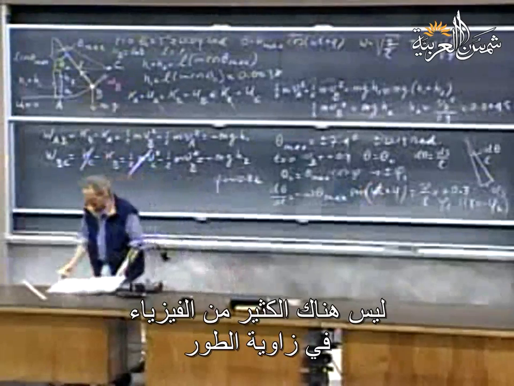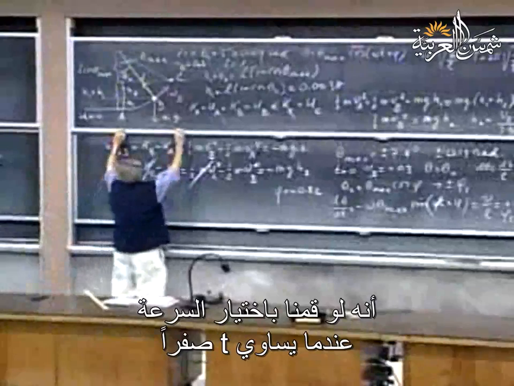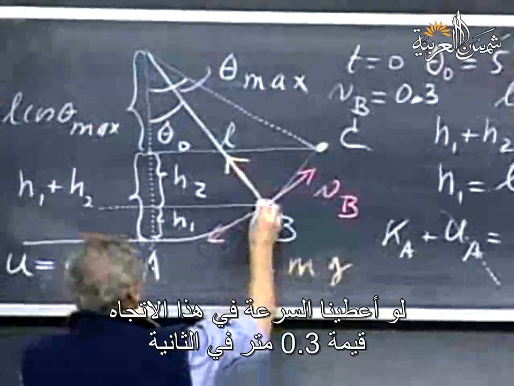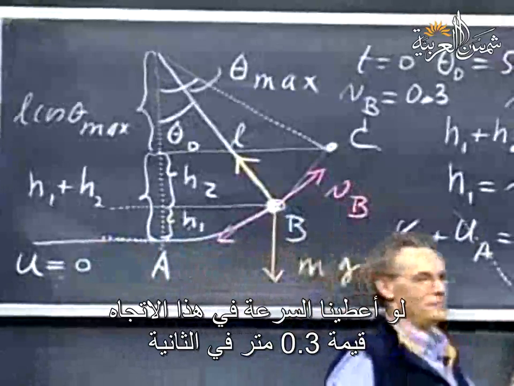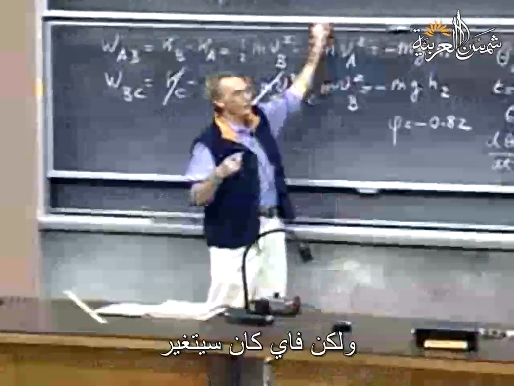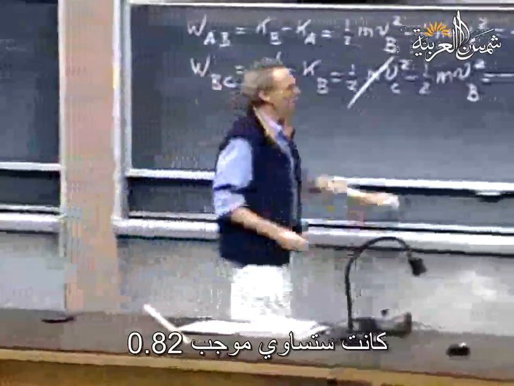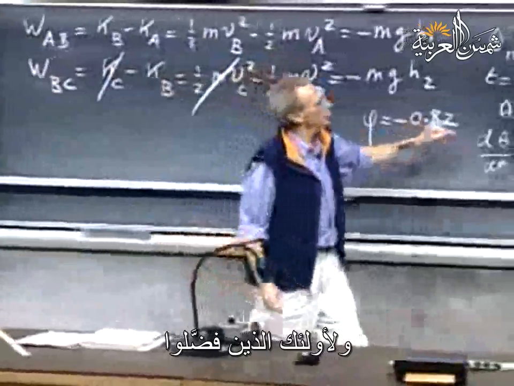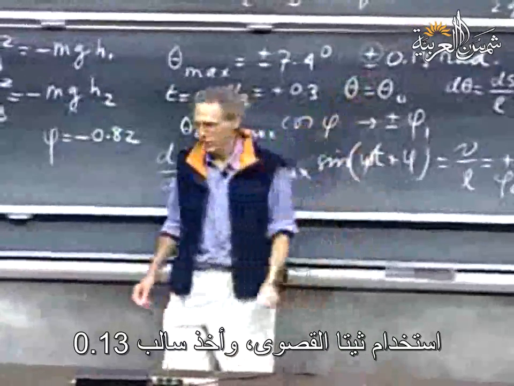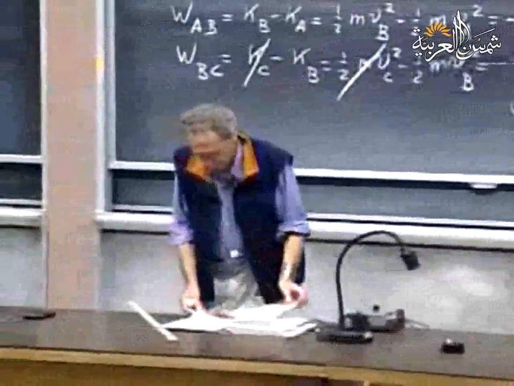There's not much physics in the phase angle. What is interesting, perhaps, is to mention that if we had chosen the speed at time t equals 0, if we had given the speed in this direction of 0.3 meters per second, the theta maximum would not have changed. Of course not. But the phi would have changed. In fact, the phi that you would have found would have been plus 0.82. And for those of you who had preferred to use the theta maximum to take minus 0.13, they would have found a different phase angle altogether.